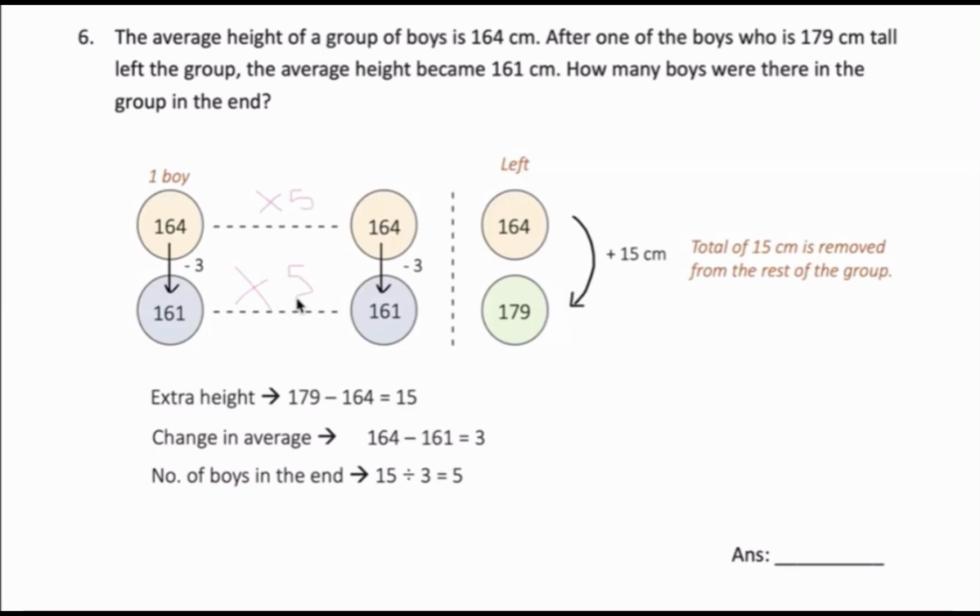How many boys were there in the group in the end? Yes. In the end, you only consider this one, okay? You do not take this one. You don't go with +1, because this 179 height, this very tall boy, has left the group, leaving only these 5 people. Okay.